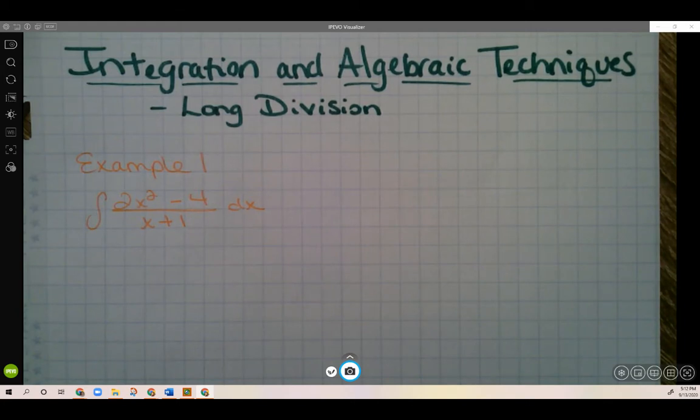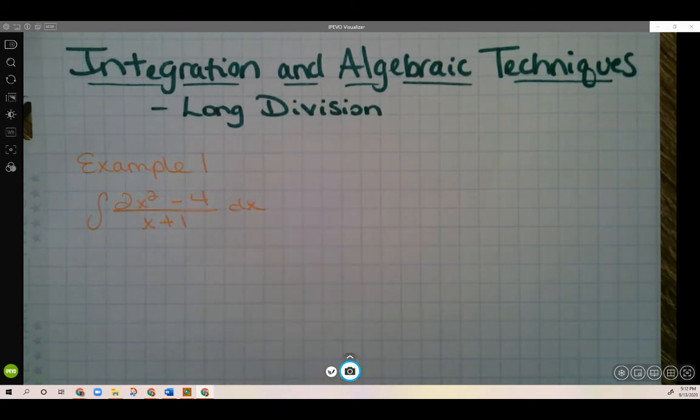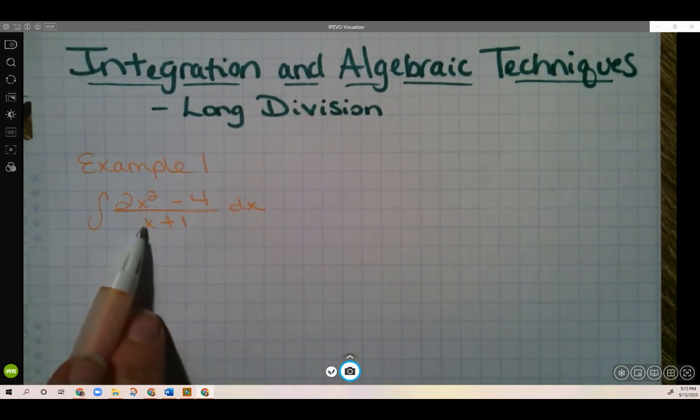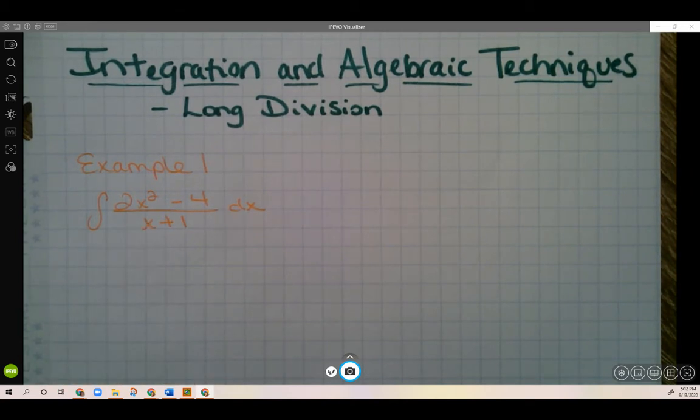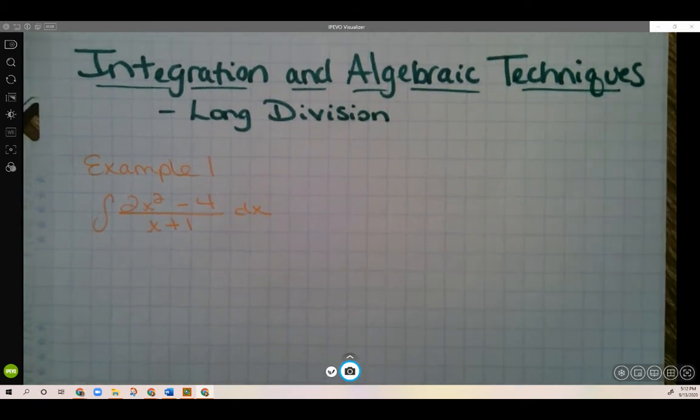In this video, we're going to look at long division as an algebraic technique for integration. Now, when we see an integral of a rational expression, we have several choices for techniques that we could apply. But when the exponent in the numerator is greater than or equal to the exponent in the denominator, long division is often a really good choice.